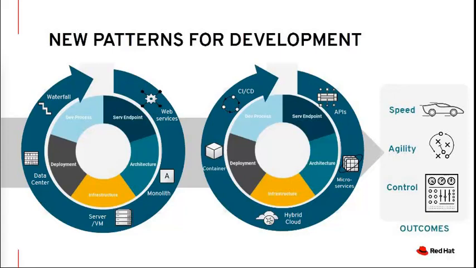Really, it's also about changing your development practices, right? Moving from more of a waterfall development strategy towards something like continuous integration, continuous deployment. Really, from deploying from data centers to deploying towards cloud, whether that's public or private or some kind of hybrid. But the goals of these steps should be focused on the outcomes. Are we increasing speed, agility, and control? That's what the focus should be.